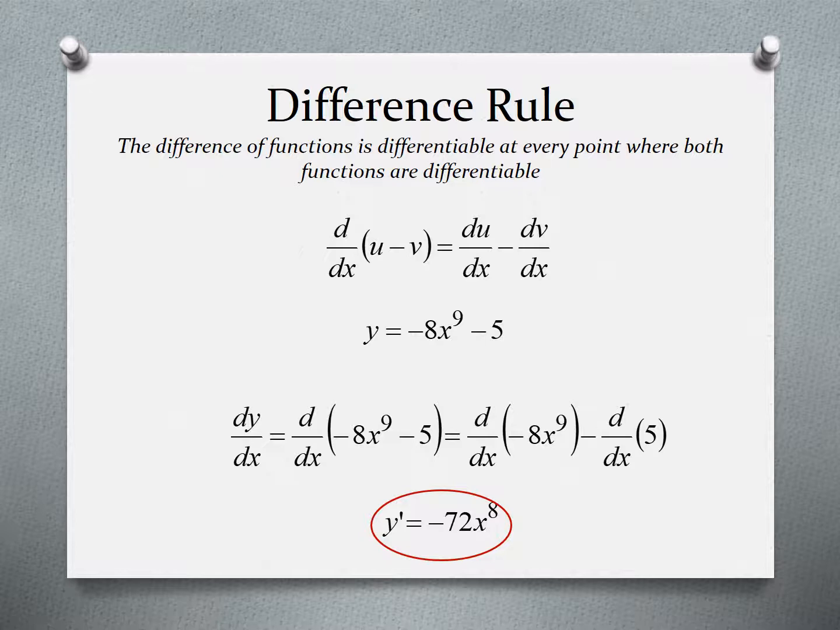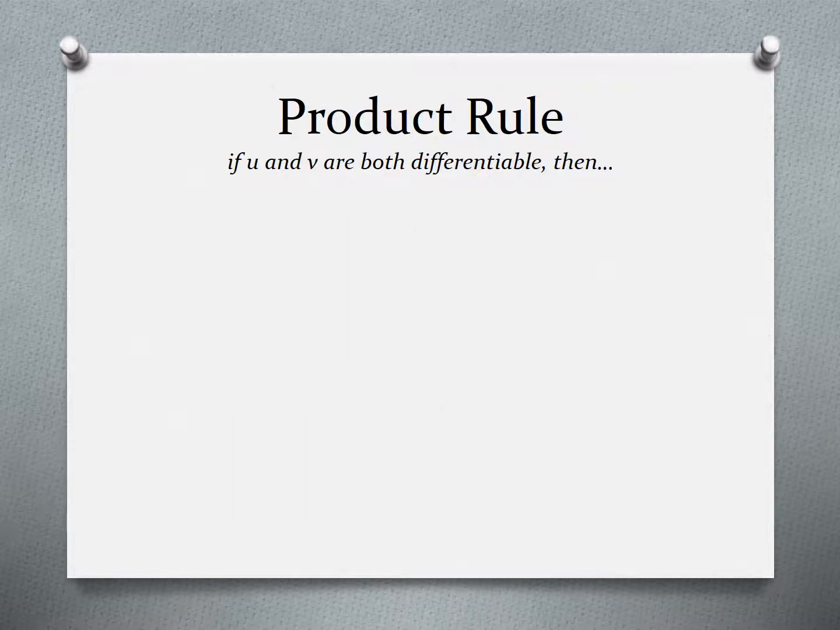You may have assumed the difference rule works the same, and it does. Just like the sum rule, we can differentiate the terms separately, and then come up with our first derivative. Notice the product rule. The product rule says if the function is differentiable, then we can use this formula if it is a product of two factors.